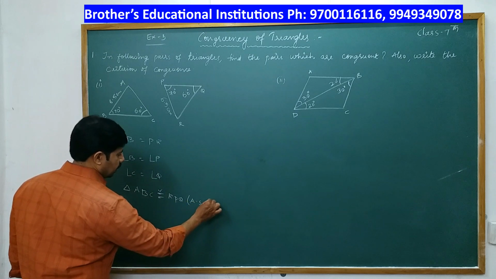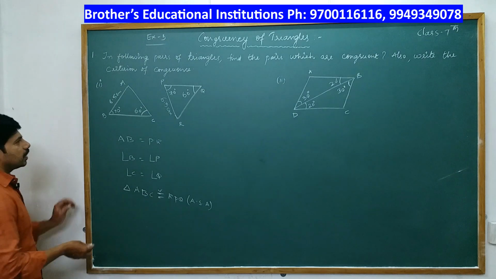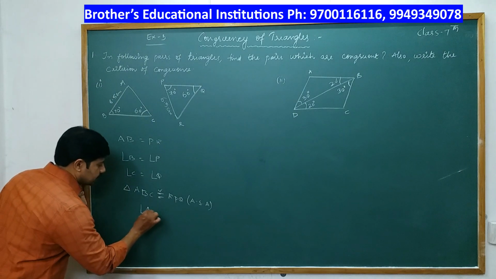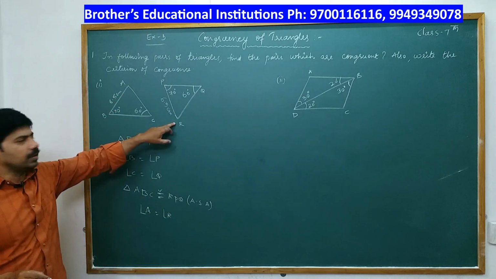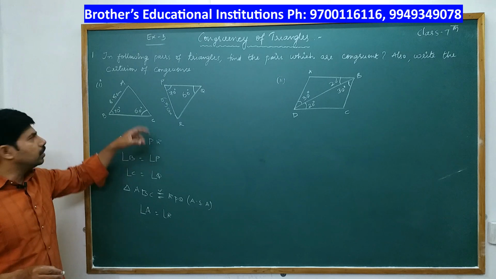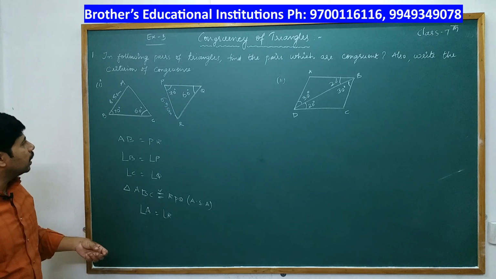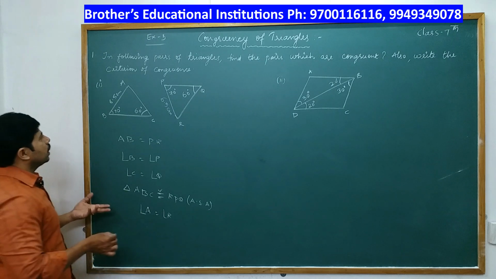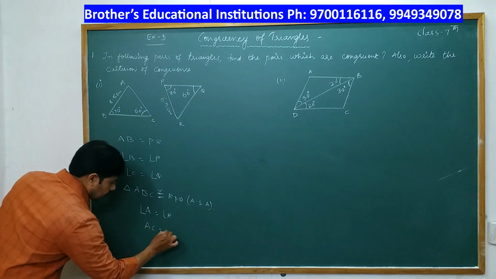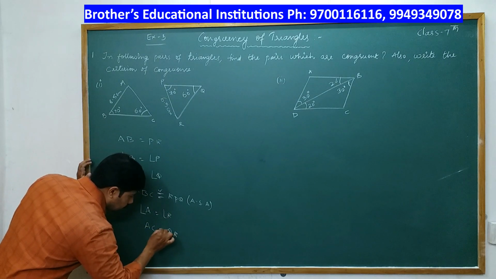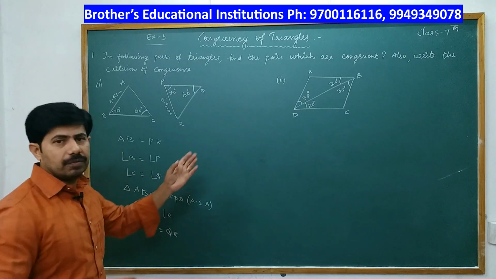angle side angle. Now as they are congruent, the corresponding parts we can write as angle A is equal to angle R. We can say it's by the angle sum property also they are equal, or as the two triangles are congruent they are equal. Angle A is equal to angle R, and we can say that AC is equal to QR, right? So this is completed. Now we'll go to the next problem.